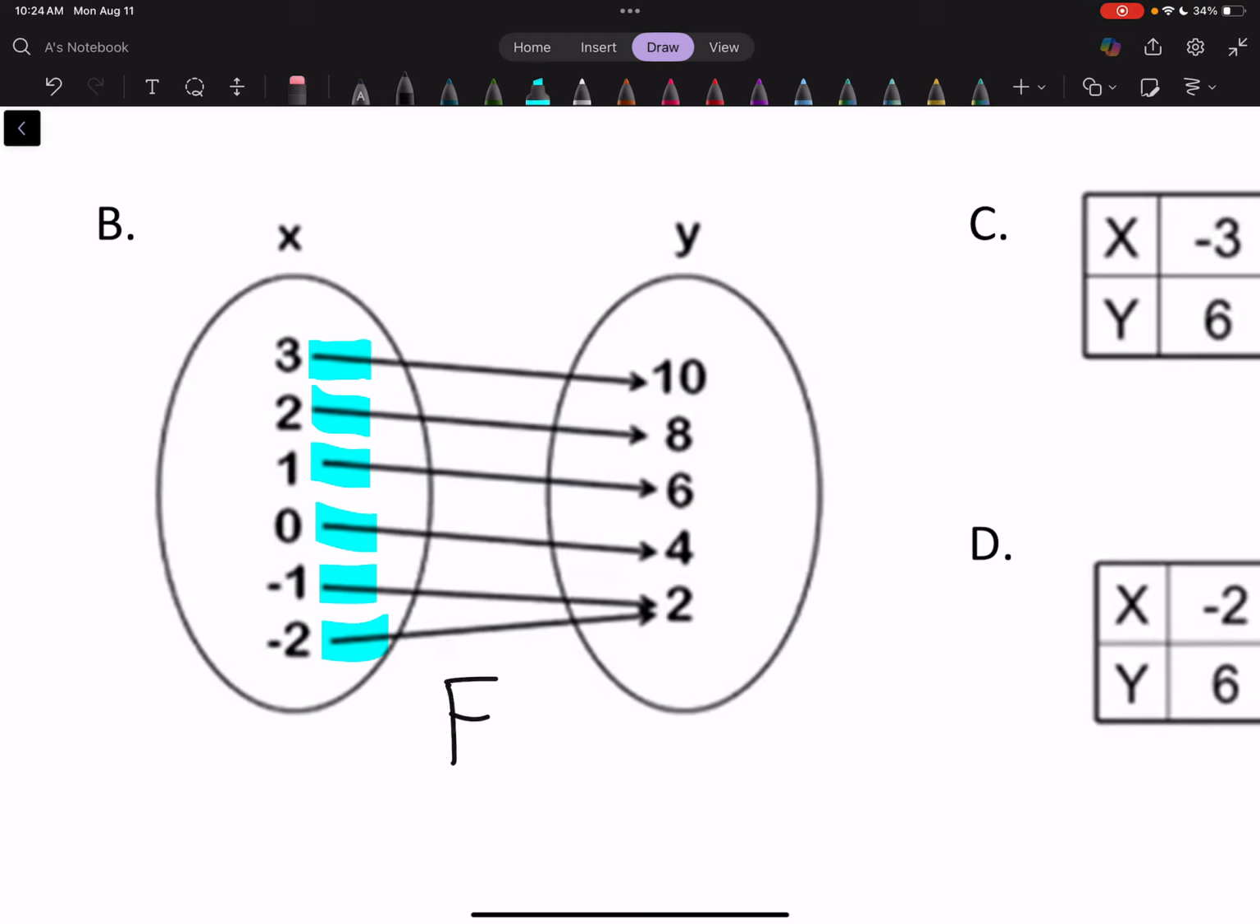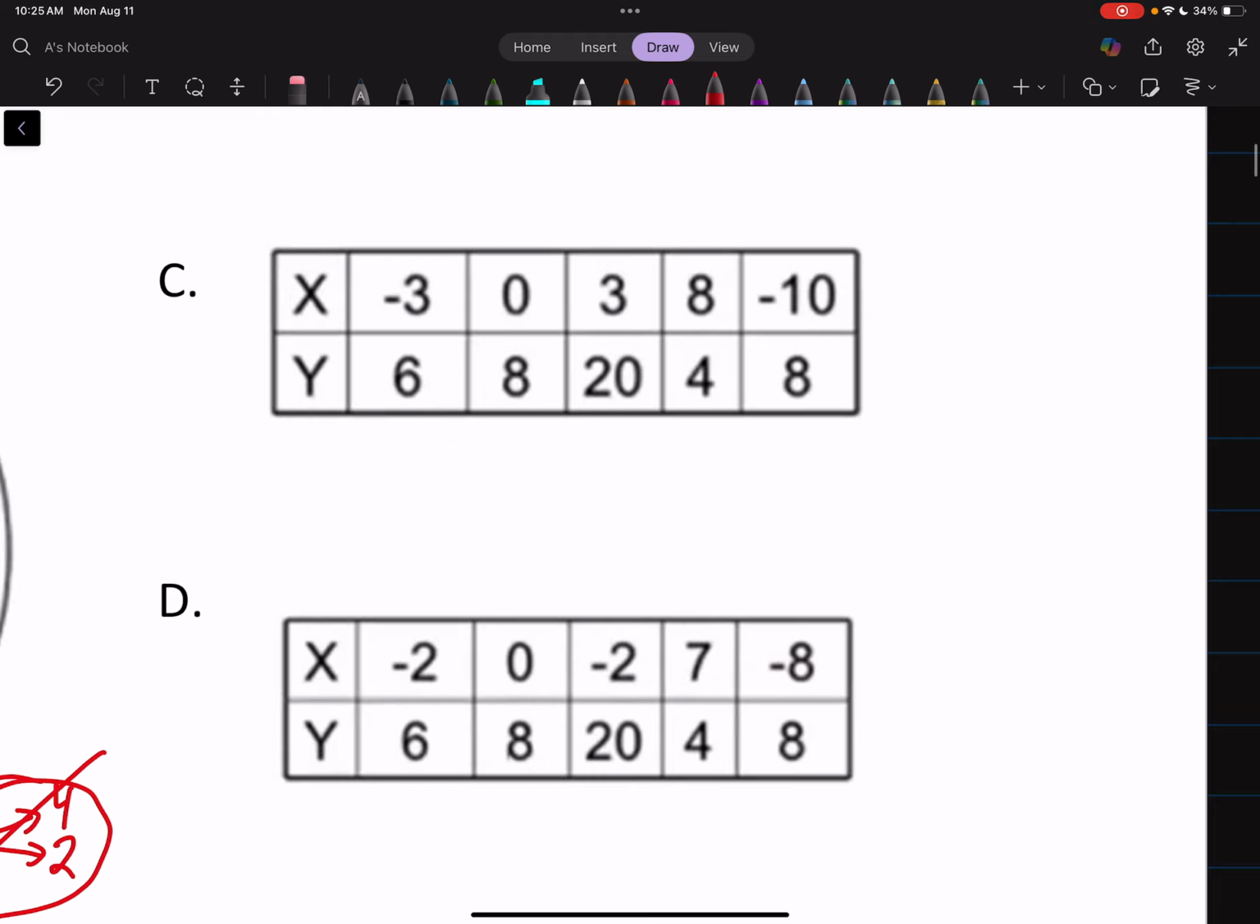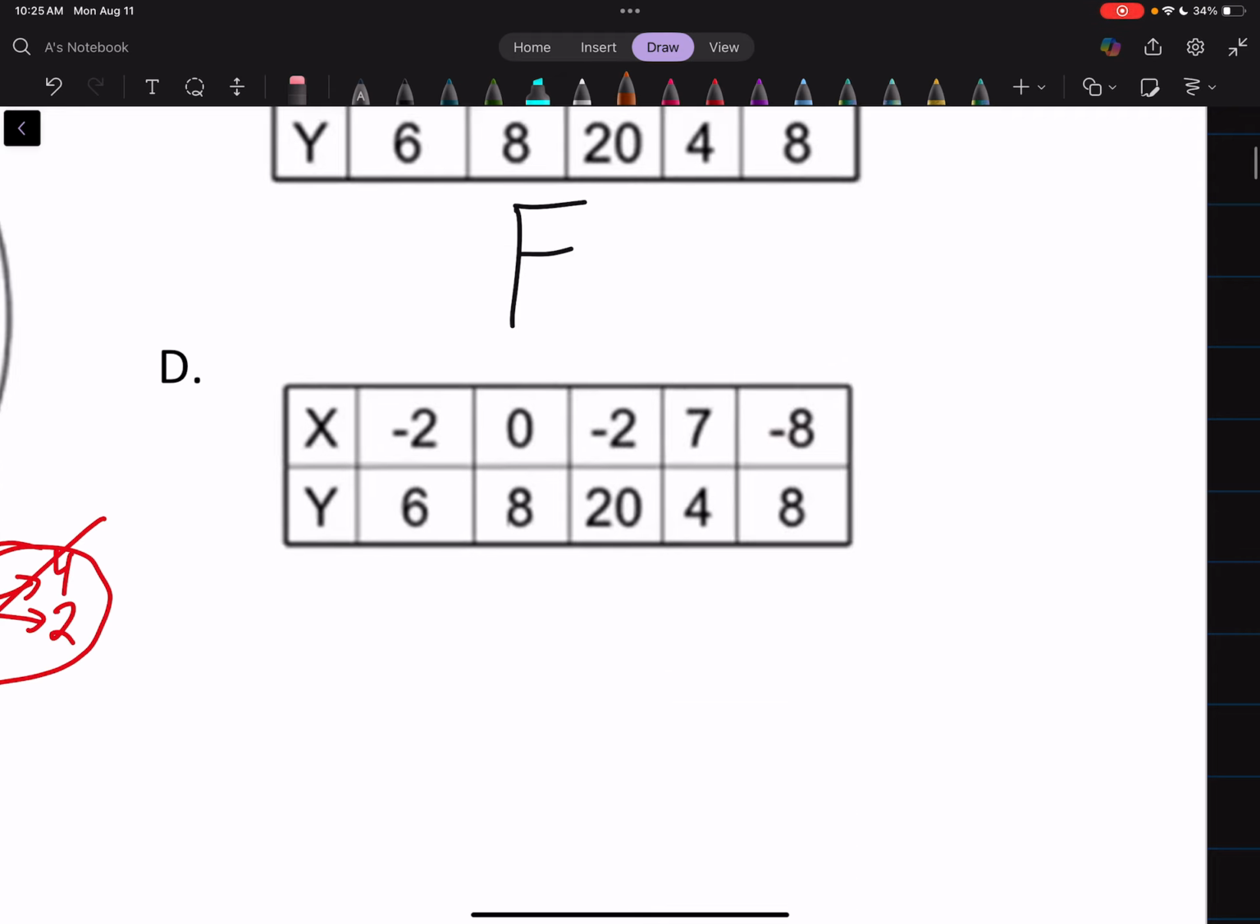I do want to point out once again, the output 2 has 2 different arrows going to it. That is perfectly fine. It is only an issue if I would have had negative 1 goes to 4 and 2. This is what we do not want. All right. C, look at my row of X values. They're all different numbers. It is a function. Whenever I get to D, I notice I have negative 2 twice. When I look at my outputs, they are different numbers. Therefore, this is not a function.